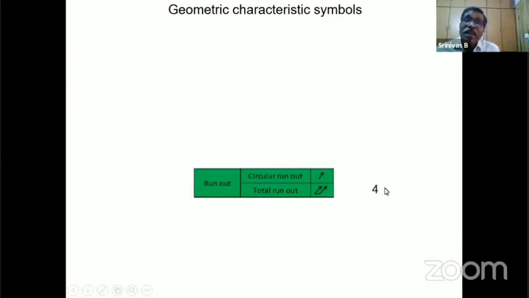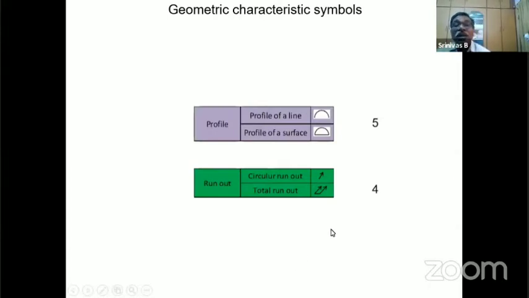They can control location as well as orientation. Runout. Why are these in the high category, the 4th category? These control form variation also, like roundness, like straightness, like cylindricity. Circular runout and total runout would control form variation, orientation variation, and location variation. Therefore, these are up in the order. The last control, the topmost control, is the profile group. Why? These control everything, sir.